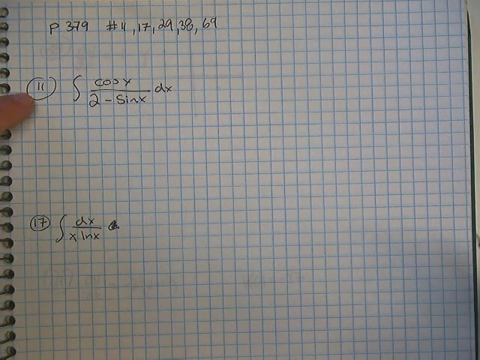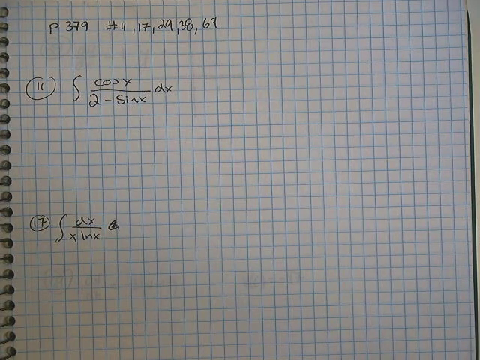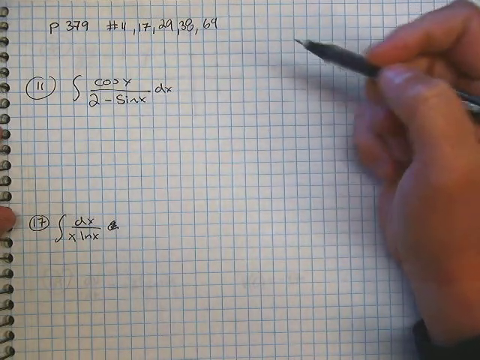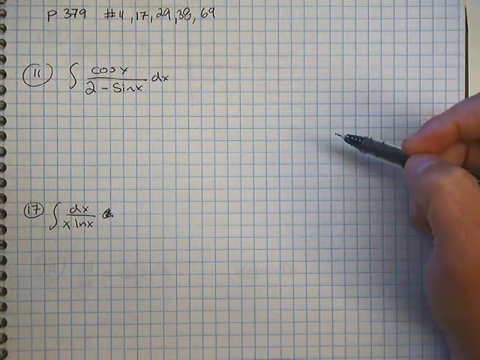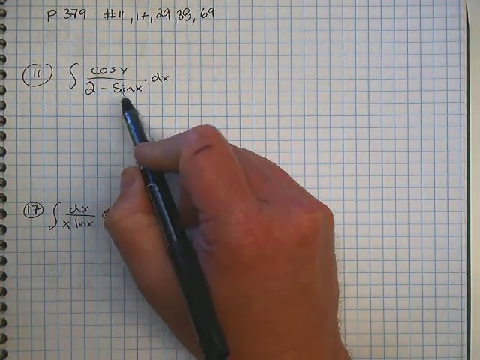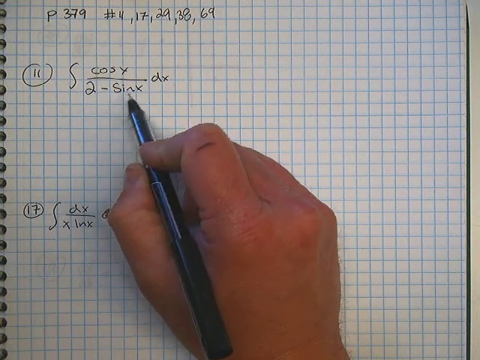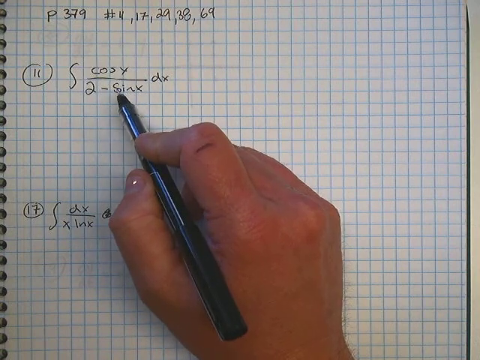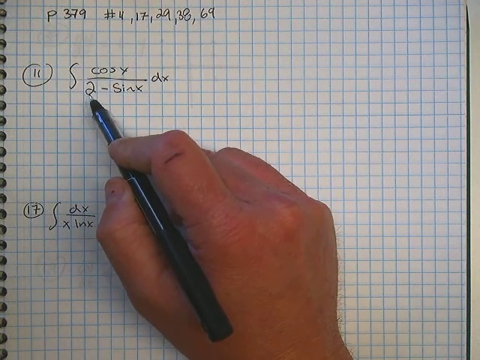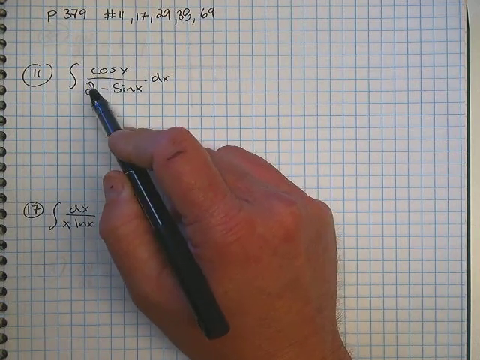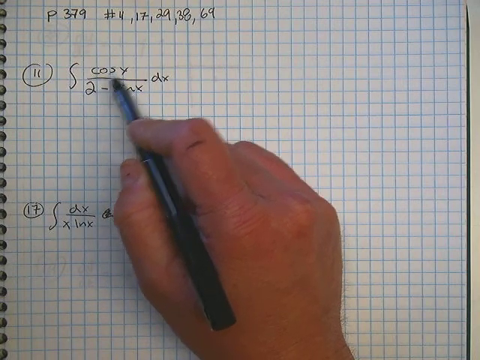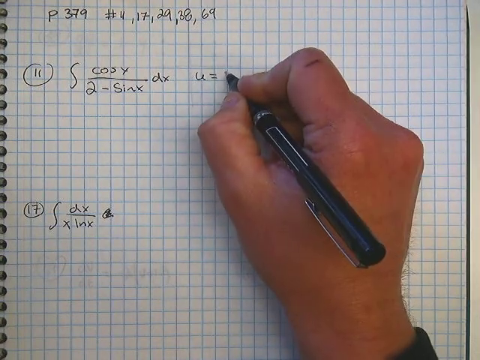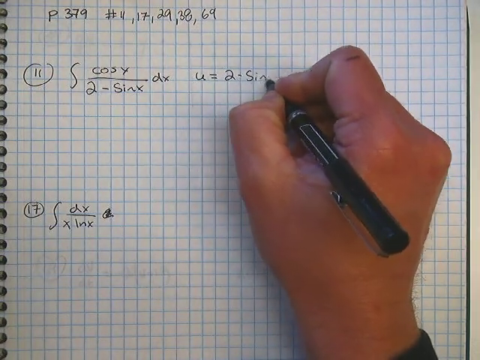So we're going to start off with number 11, and the directions say evaluate the integral. We have the integral of cosine of x over 2 minus sine of x. I think we did an example like this in class. I'm looking at that and I say, I know that the derivative of sine is cosine. I also know that the derivative of cosine is negative sine, but this 2 makes it a little bit harder. You have to have that derivative have that 2 in it too, and the derivative of cosine doesn't have a 2. So that is a clue to me that I'm going to make u equal to 2 minus sine of x.